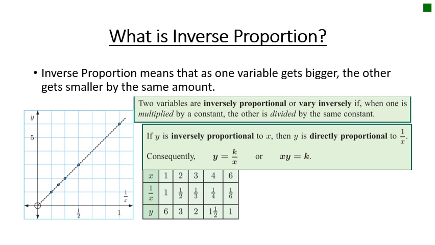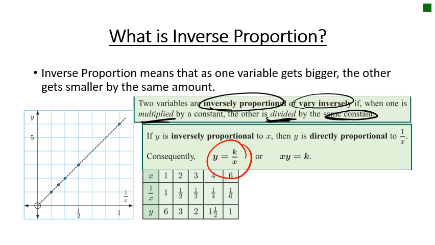Well, basically inverse proportion means that as one variable gets bigger by a certain constant, the other gets smaller by that same constant or same amount. As you can see in the green box, two variables are inversely proportional or vary inversely when one is multiplied and the other is divided by the same amount. The formula here is very similar to our direct proportion, except that we have a divide instead of a times.